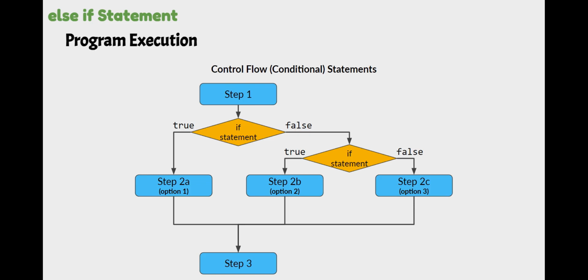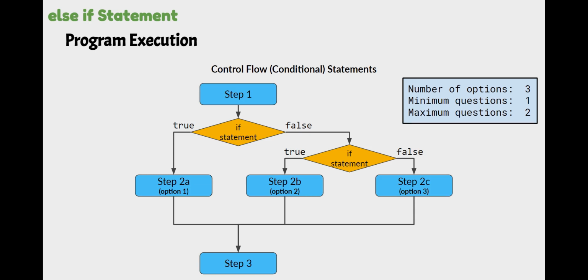So we can see in those blue boxes, option 1, option 2, option 3, when our number of options is 3, the minimum number of questions we would have to ask is 1. That's if that first if statement evaluated out to true. The maximum number of questions we would need to ask is 2.